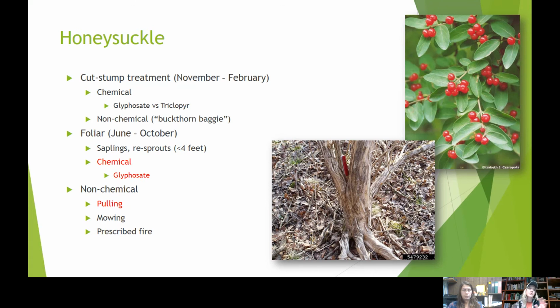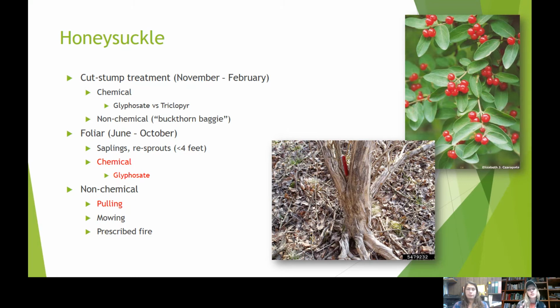Honeysuckle is like the sister species to buckthorn. It's our other notorious woodland woody invasive species, and it's also one that we see all over private property. So honeysuckle is absolutely a shrub. It never grows into tree form. It's multi-stemmed at the base. There's a picture of the base of a honeysuckle here.